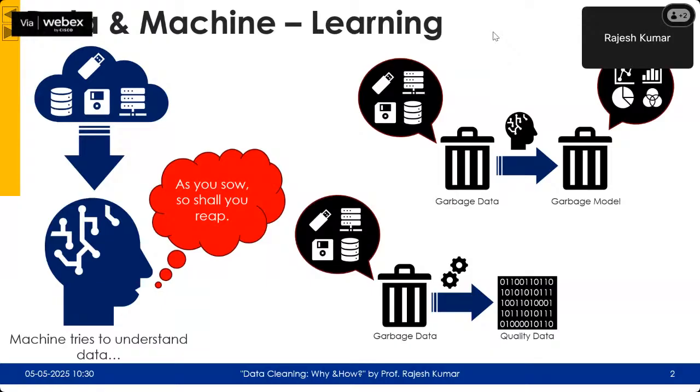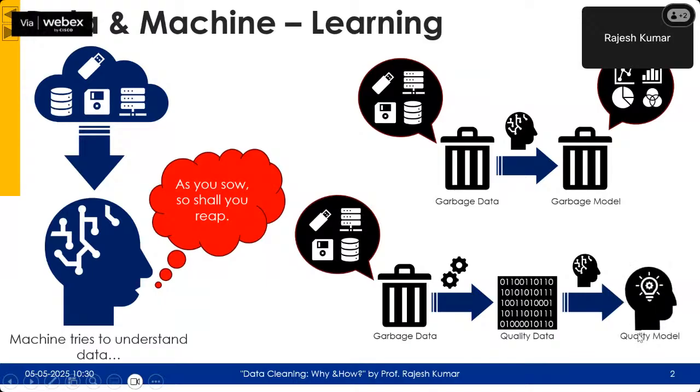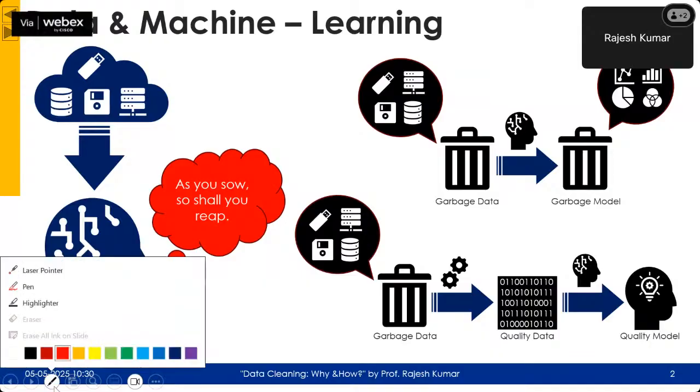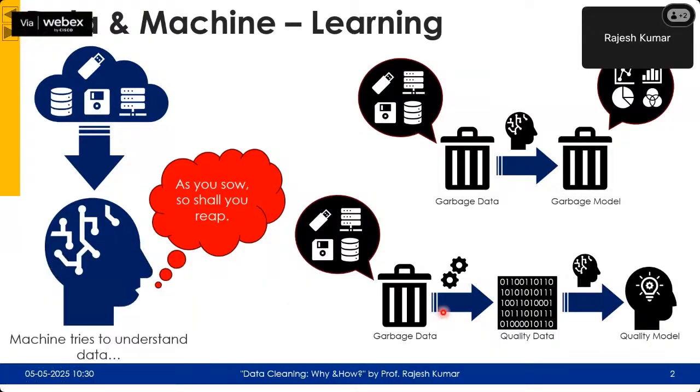So the challenge is how we convert this garbage data to quality data. Because once I'm able to convert this data to quality data, then the machine learning model I develop will be a quality model and it will give me better results. So the whole target is here. What we are looking for is this processing in between: before sending the data to a machine learning model, how to correct it.